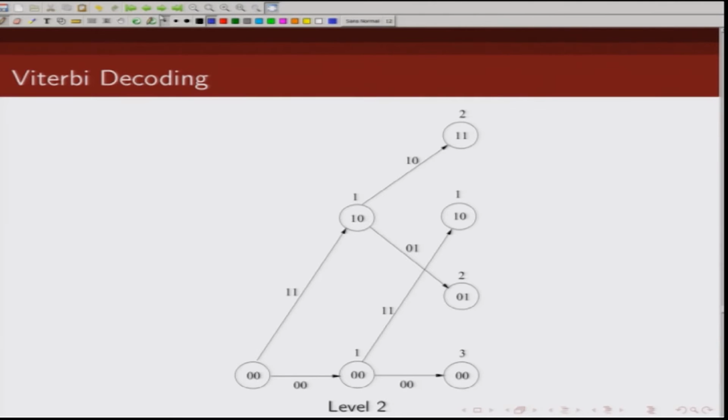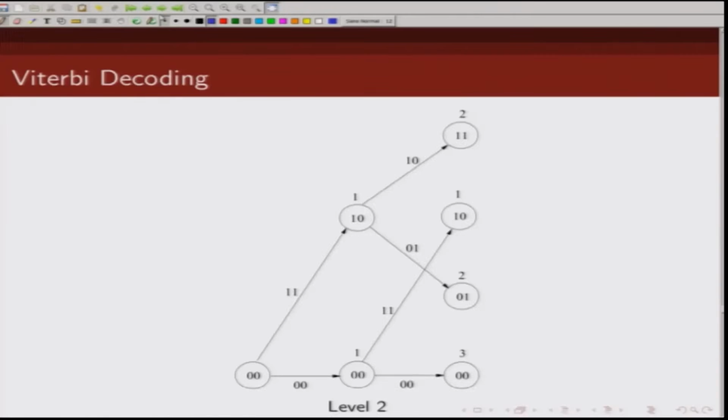So, what is the first step? We will first try to compute the partial path metric up to time t equal to 2. Why time t up to 2? Because the memory order of this convolutional code was 2. So, from all 0 state up to time instance 2, there is a single path from all 0 state to any particular state. So, for example, if you want to reach state 0 1, we will first go from 0 0 state to 1 0 state, and from 1 0 we will go to 0 1 state.